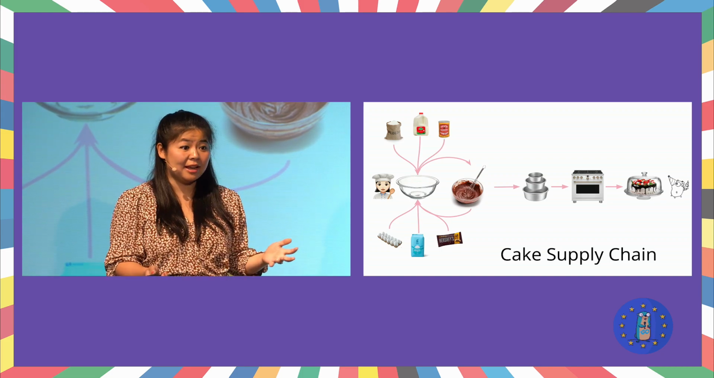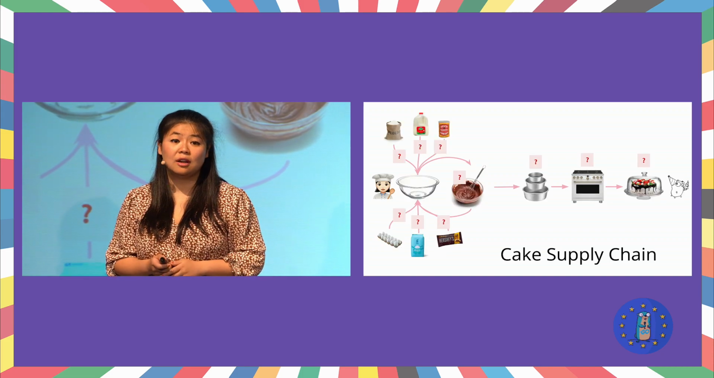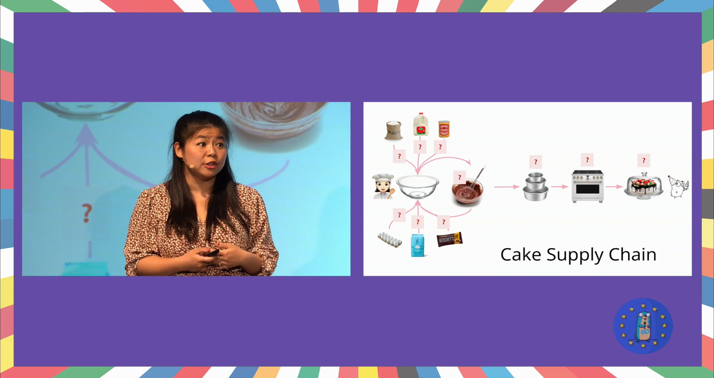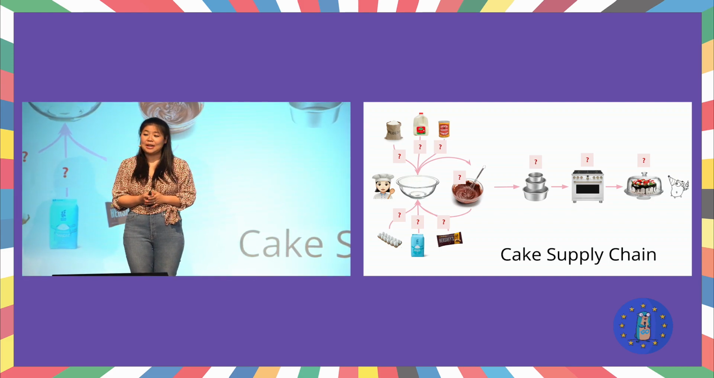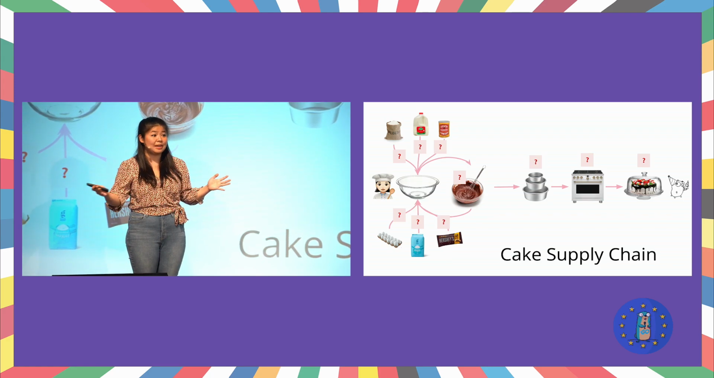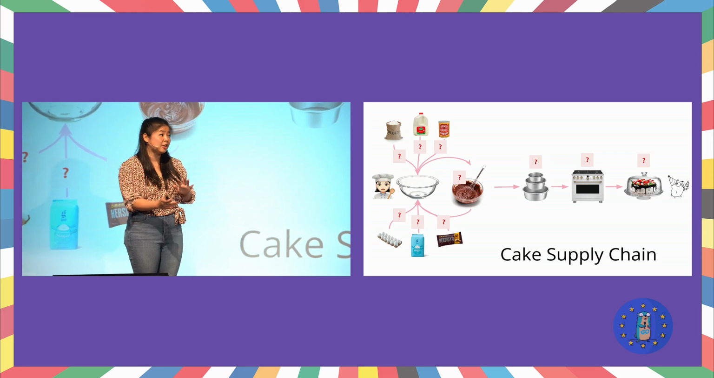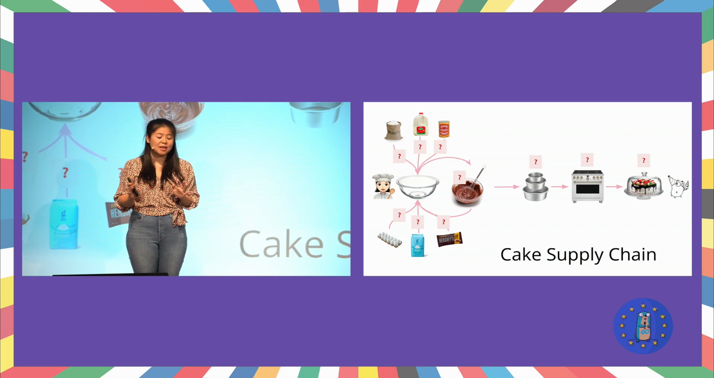Now, let's say I have an allergy. For example, maybe I'm allergic to gluten. So I want to bake a gluten-free cake. And in order to do that, I'm going to need to make sure that at every single step of my cake supply chain, things are gluten-free. So this means not just checking that all my ingredients are gluten-free, but also that my bowls and my cake pans and all the stuff that I have also been cleaned.